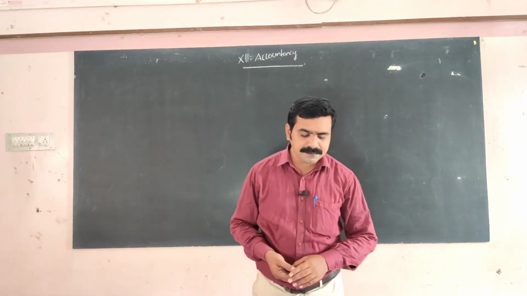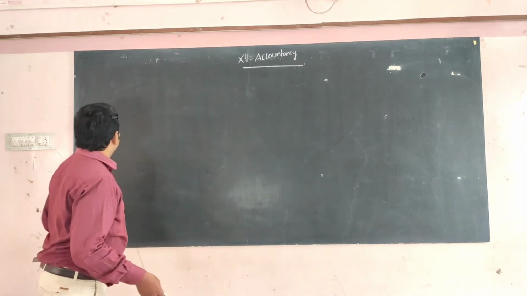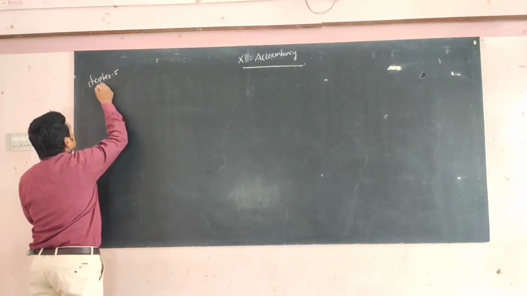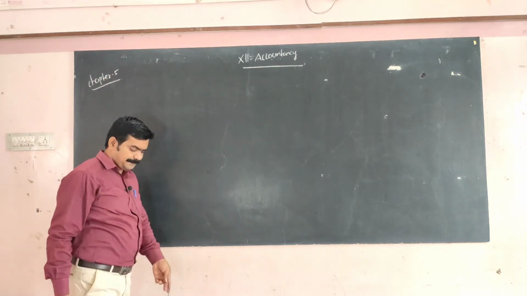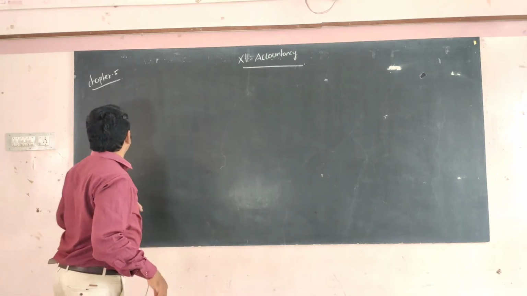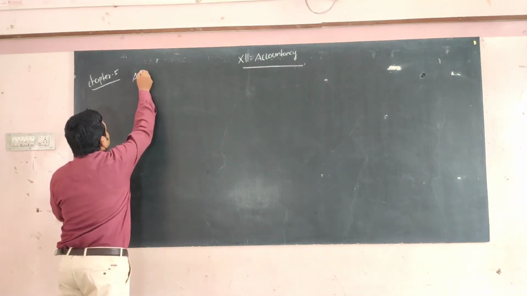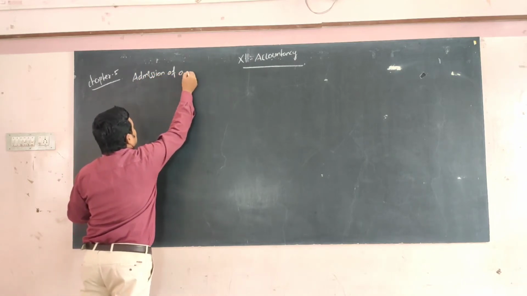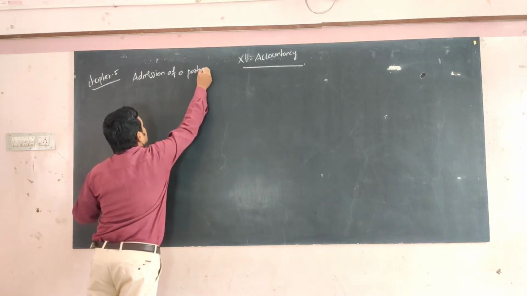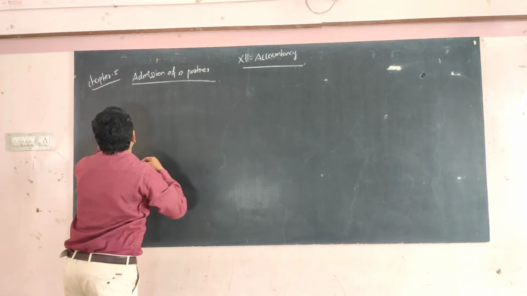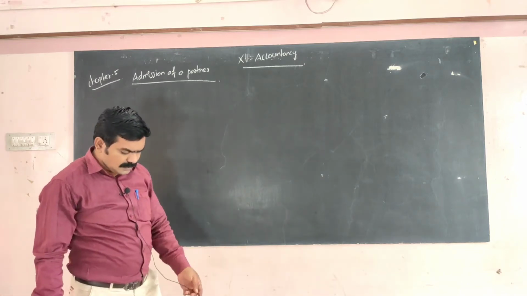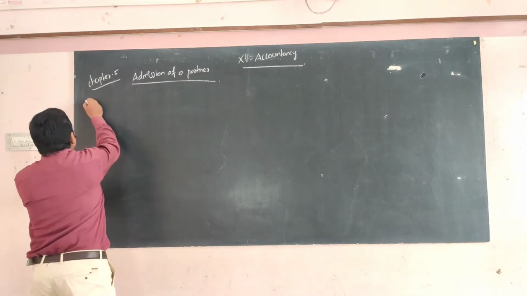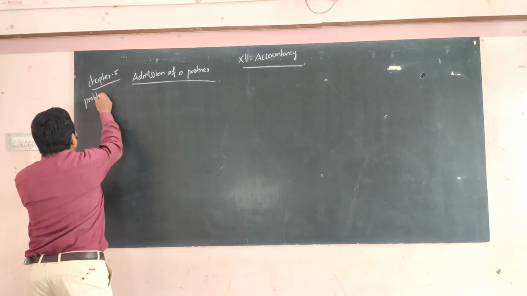So next, chapter 5, the topic is admission of a partner. Problem number 25.